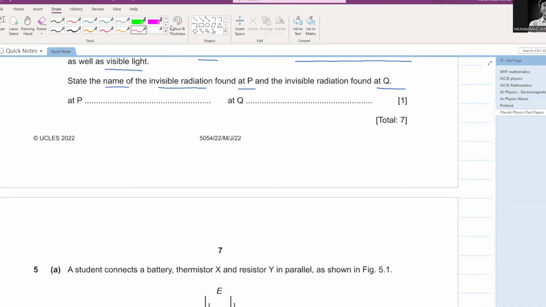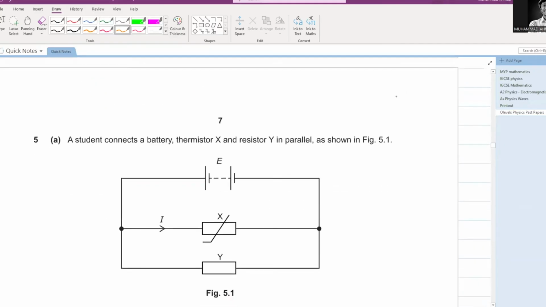You can say point P is infrared and point Q is ultraviolet. Nothing complicated here. You can write infrared radiation and ultraviolet radiation if you want to be an A star student. Let's further move ahead.